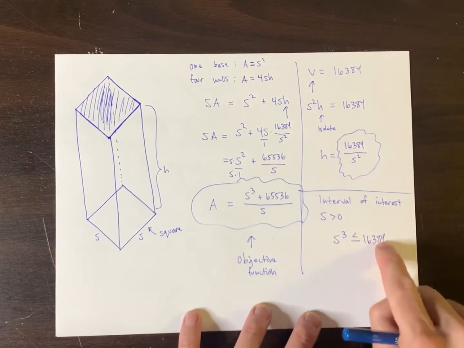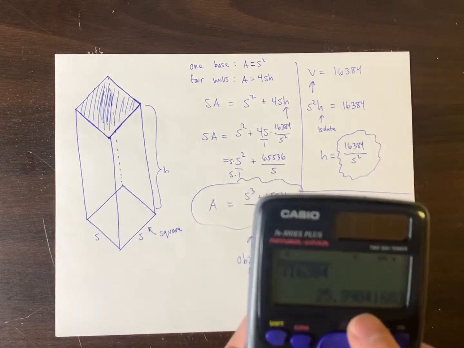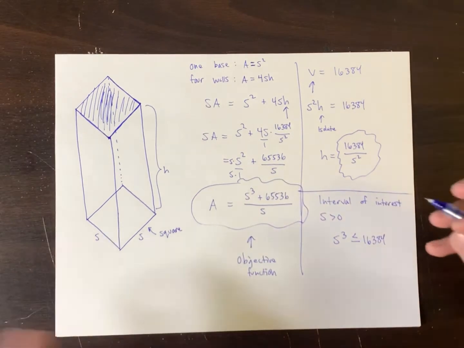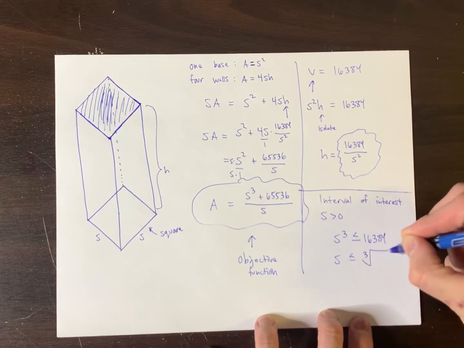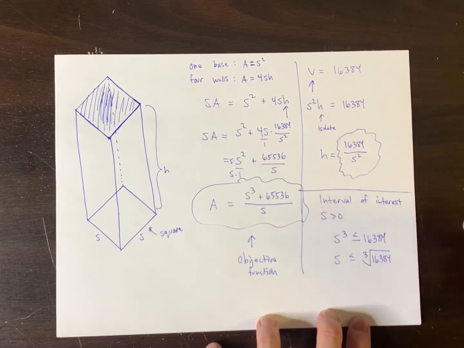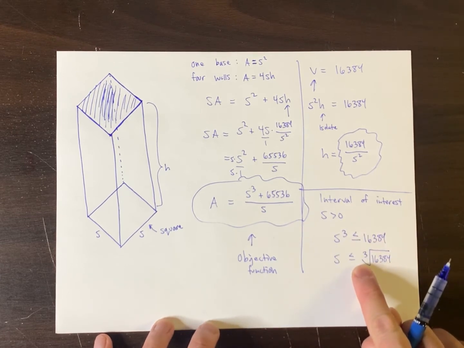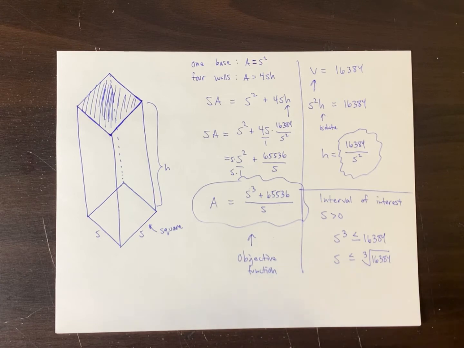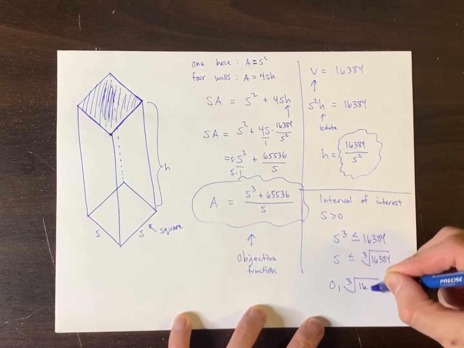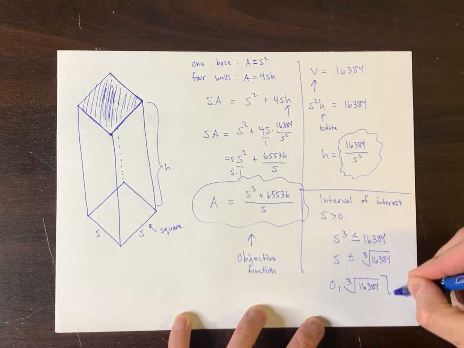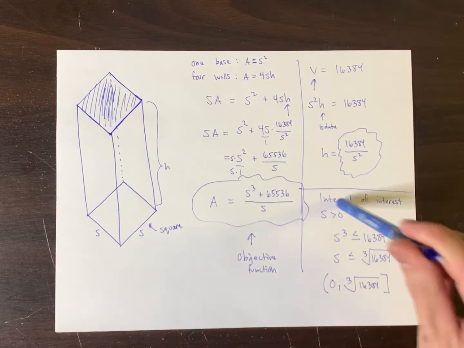And now you can cube root both sides. So on my calc, I take the cube root. It's a strange decimal, so I'm not going to use that. I'm going to use the exact value. So here I'm going to say that S can be at most the cubic root of 16384. So it has to be bigger than 0, but at the same time less than or equal to this. So as an interval, the interval of interest, I'd say would be 0 all the way up to the cubic root of 16384, where this is included, but that is excluded. So I submit that this is the interval of interest.